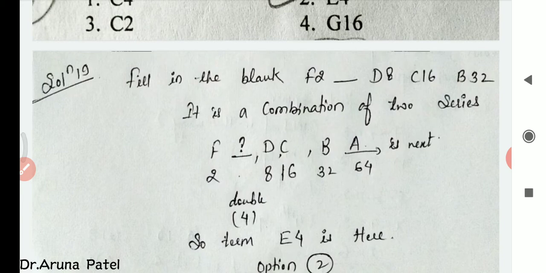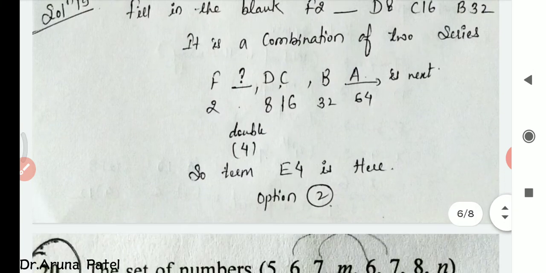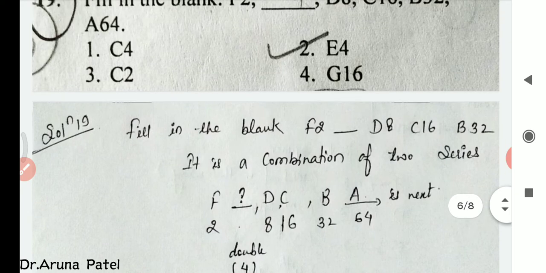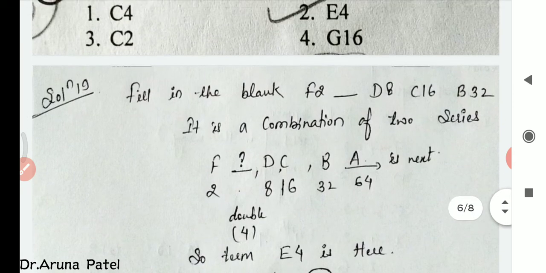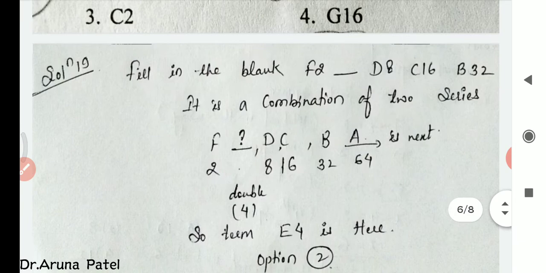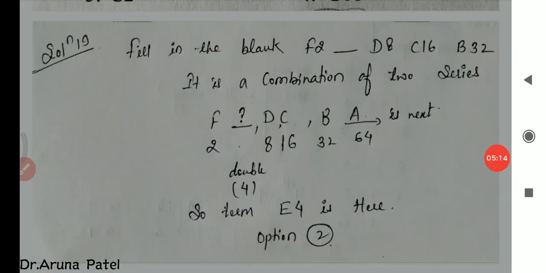So there must be 2, then the next number must be 4. So the number is 4, and the alphabets are also in descending order. Before F there is E, before E there is D, similarly before D there is C. So here the alphabet is E. So E4 is given in option number 2. Which one is the correct answer for this question?